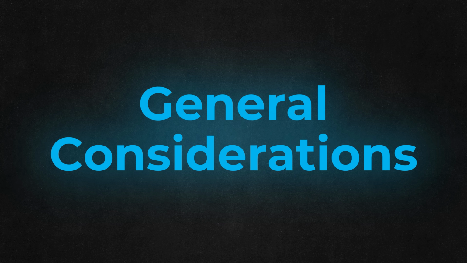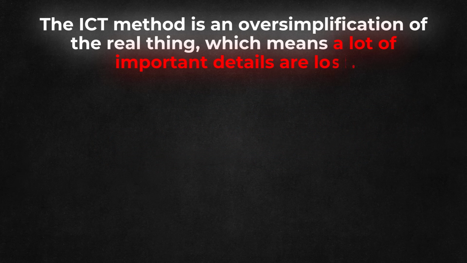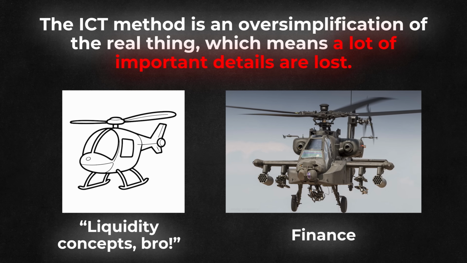You'll often see ICT students say that ICT rambles too much. Trying to explain simple things in the most difficult way possible isn't good for anyone. Explaining difficult things in the easiest way possible is the real challenge, but of course, there's a limit to how much you can simplify complex things. There's nothing difficult about ICT concepts. In fact, you'll see a lot of ICT students teaching these techniques in a much better way than ICT himself. The ICT method is an oversimplification of the real thing, which means a lot of important details are lost.